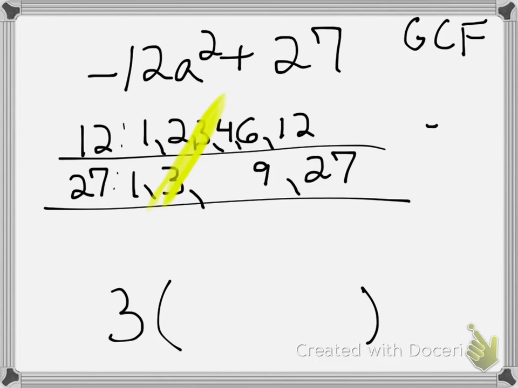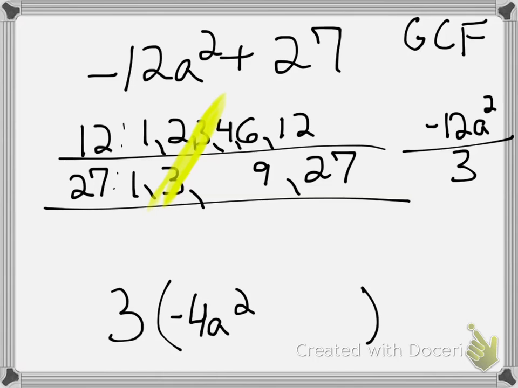So now I will do negative 12a squared divided by 3, and that'll give me negative 4a squared. And then 27, which is positive, divided by 3, that will give me still a positive, plus 9. That's my final answer. Okay? And like I said, I'll show you a method after the next problem that will explain how you know it is right or wrong.